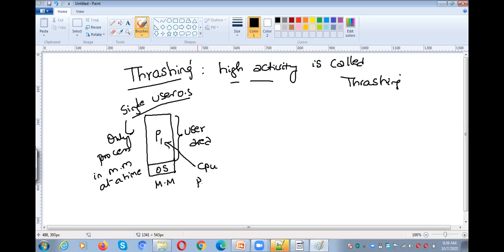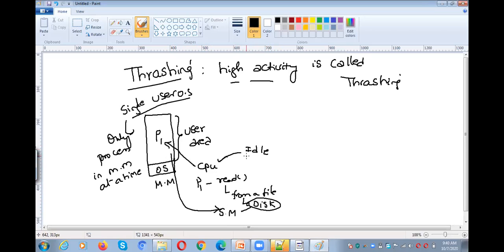For example, the CPU is now executing P1. Suddenly, process 1 requires a read operation, where the process needs to read information from a file. The file might be available on the disk. That means it is a disk read operation. Disk is a secondary memory and the CPU is the fastest device. Whenever the process is reading information from the secondary memory disk, at that time the CPU becomes idle.